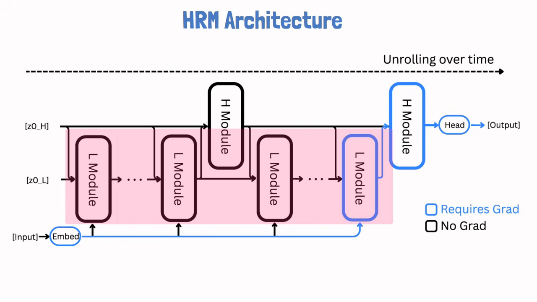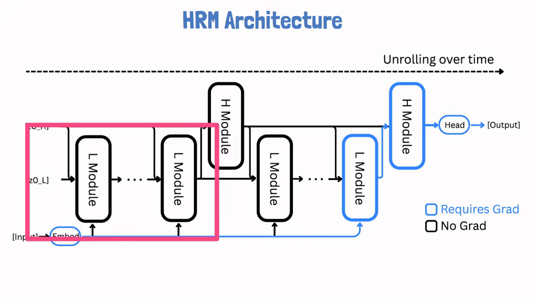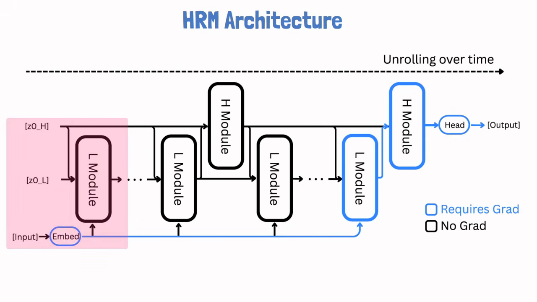Note that we have a single set of weights for the high-level module and a single set of weights for the low-level modules. They are just drawn multiple times since they run multiple times in a single forward pass. The low-level module starts first. As input, it takes the input embeddings and the initial hidden states of both the high-level module and the low-level module. It then updates its hidden state.